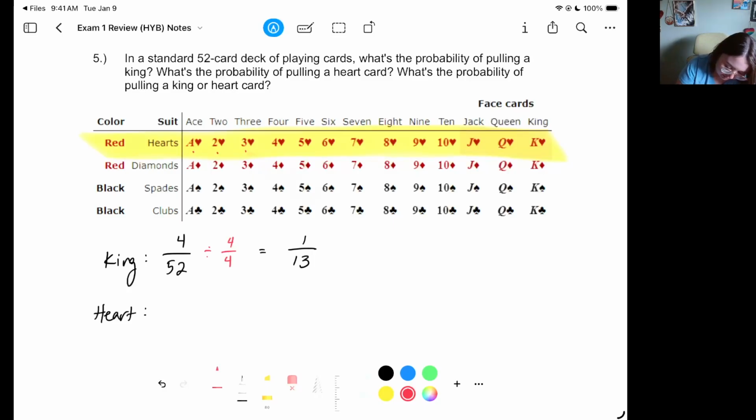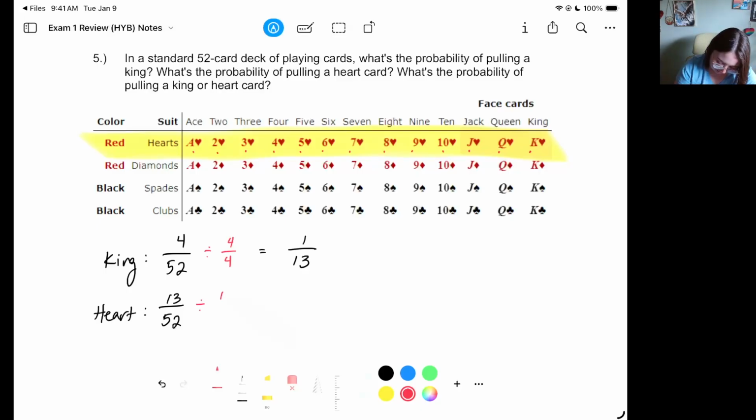There is 1, 2, 3, 4, 5, 6, 7, 8, 9, 10, 11, 12, 13. So there are 13 cards in a suit. So there are 13 heart cards. So there are 13 opportunities out of the 52 cards in the deck to pull a heart card. So there's 13 out of 52. Now, just like before, we want to simplify this, and 52 is actually divisible by 13.